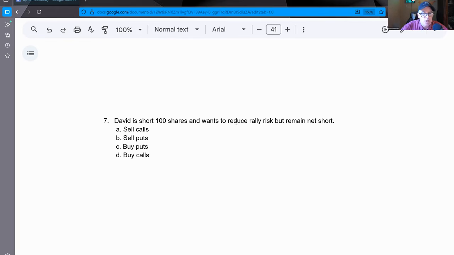David is short 100 shares and wants to reduce rally risk, but remain net short. I'm short. I want protection. I buy calls. It's so easy, people. This is how easy it is on the test.